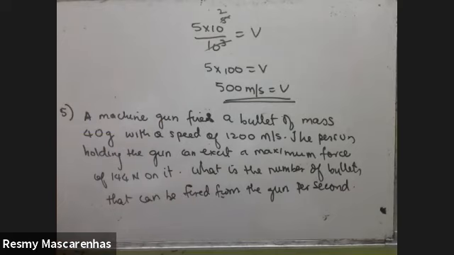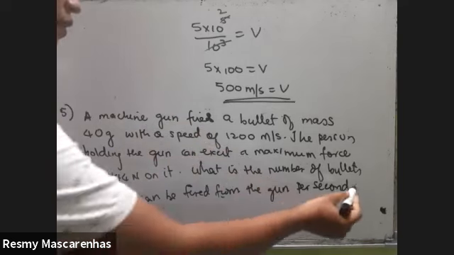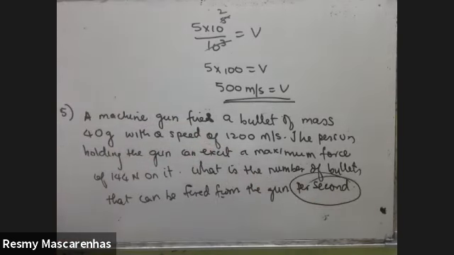A machine gun fires a bullet of mass 40 grams with a speed of 1200 meters per second. The person holding the gun can exert a maximum force of 144 Newton on it. What is the number of bullets that can be fired from the gun per second? Per second means 1 second.